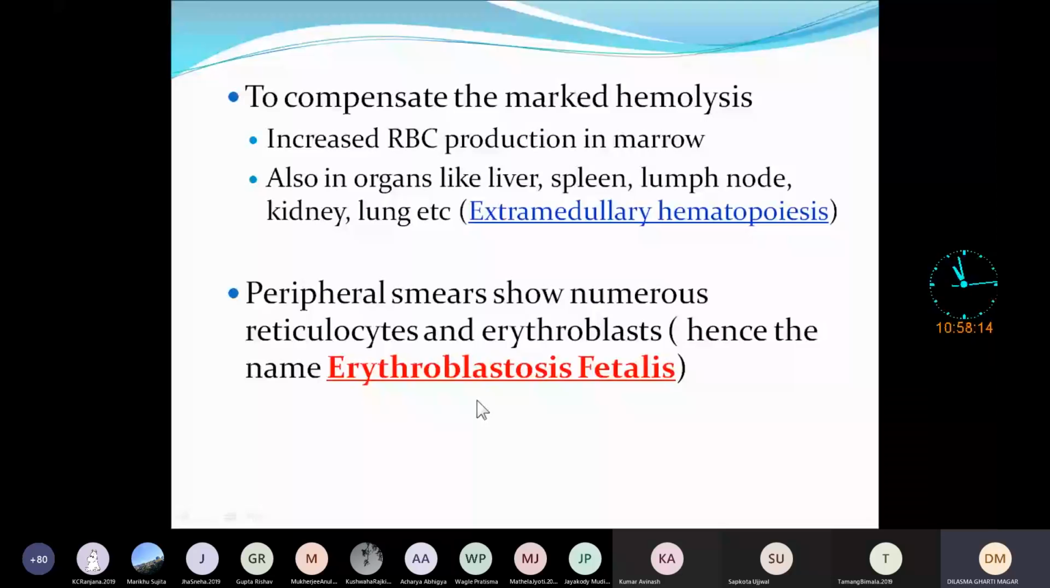The name is given because of that. We will see the erythroblasts in the fetus. So that's why it is known as erythroblastosis fetalis.